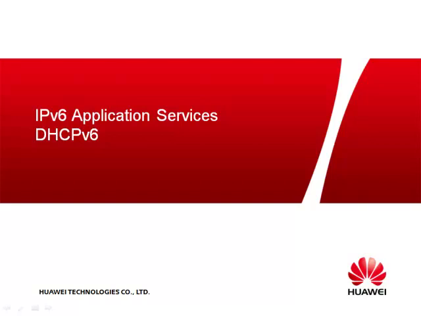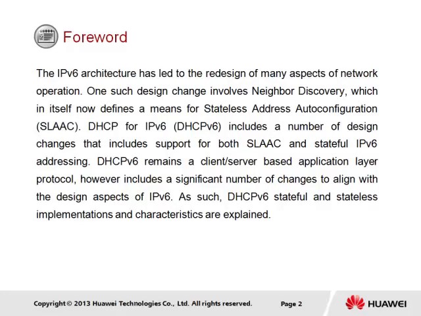We now take a look at IPv6 application services in the form of DHCPv6 for supporting automatic address allocation for IPv6 networks. The IPv6 architecture has led to the redesign of many aspects of network operation. One such design change involves neighbor discovery, which in itself now defines a means for stateless address auto-configuration, or SLAAC. DHCP for IPv6 includes a number of design changes that include support for both SLAAC and stateful IPv6 addressing.